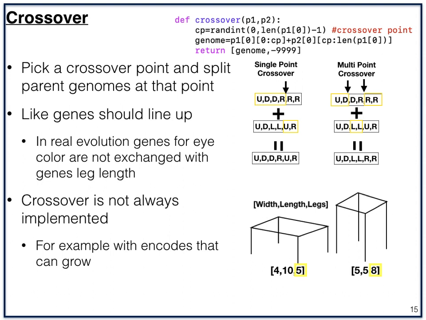Because of this restriction, crossover doesn't always make sense in a lot of problems, especially if you have problems where your genome grows. It can be very hard to line up the genome so that the genes make sense with one another, especially when you're, say, evolving artificial neural networks. Because of this, sometimes crossover is not implemented and you just use mutation.